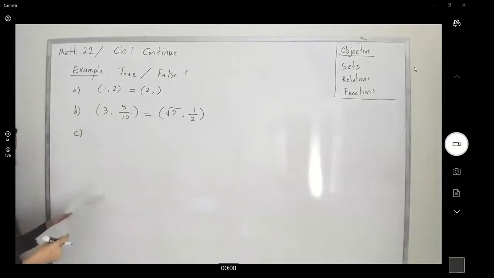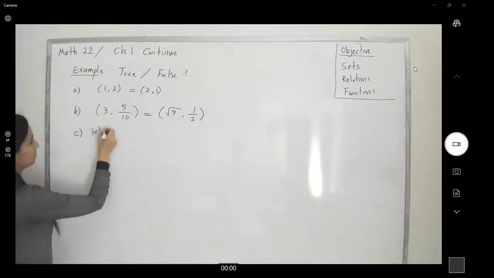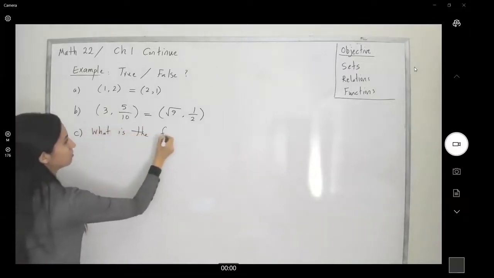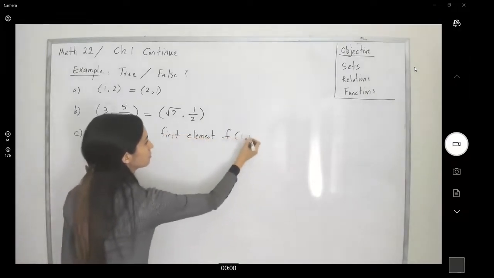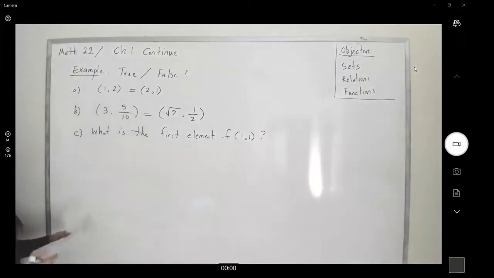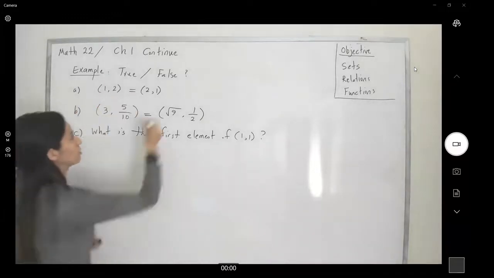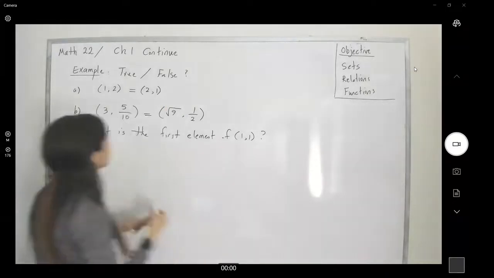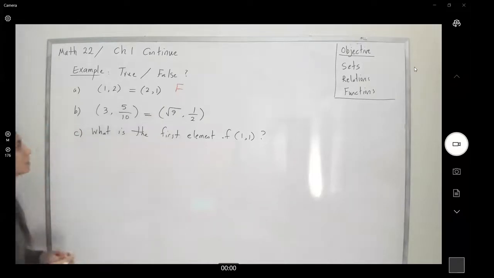And see, what do we have? What's the first element? Okay, perfect. Let's see. 1 and 2 is of course different from 2 and 1. So this is false. We just mentioned that these are ordered pairs. You get 2 different points. They're different from each other.